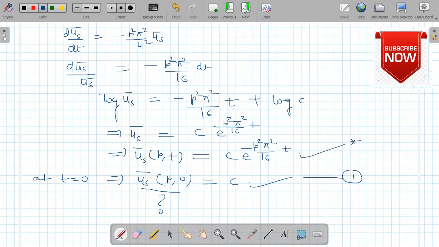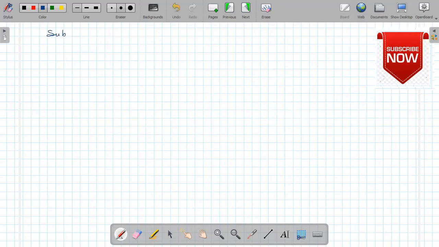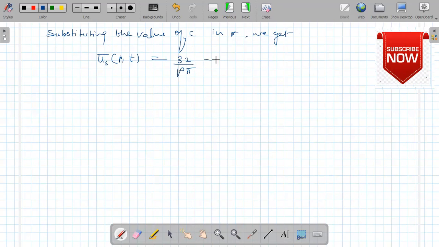In star, substituting the value of c in star, we get us p comma t equal to 32 upon p pi minus 1 raised to the power p plus 1 e raised to the power minus p square pi square over 16 t. This is Fs of u x comma t.